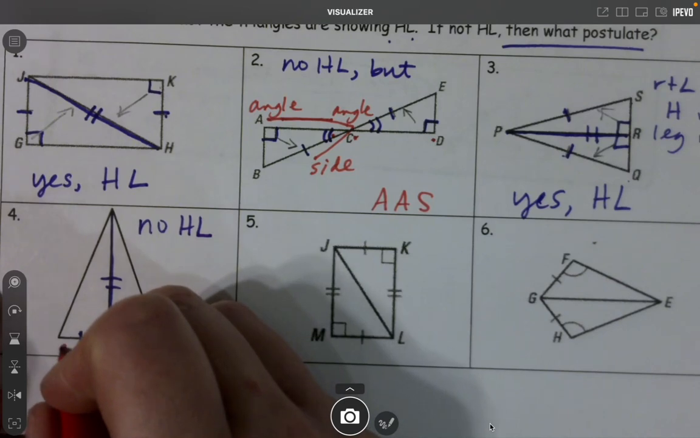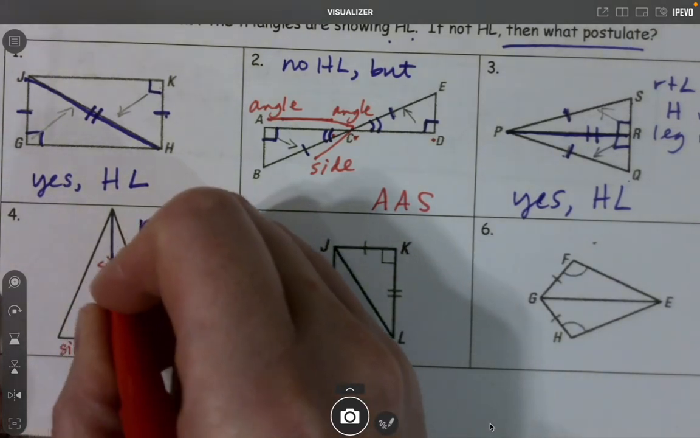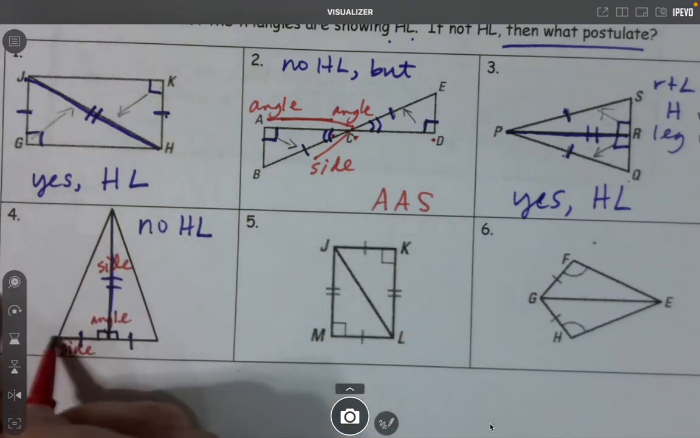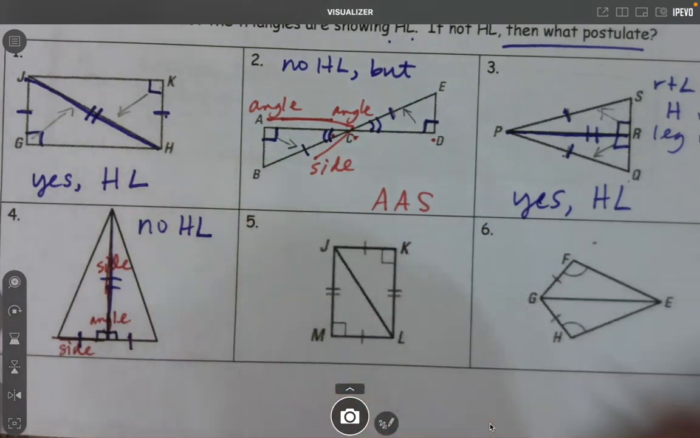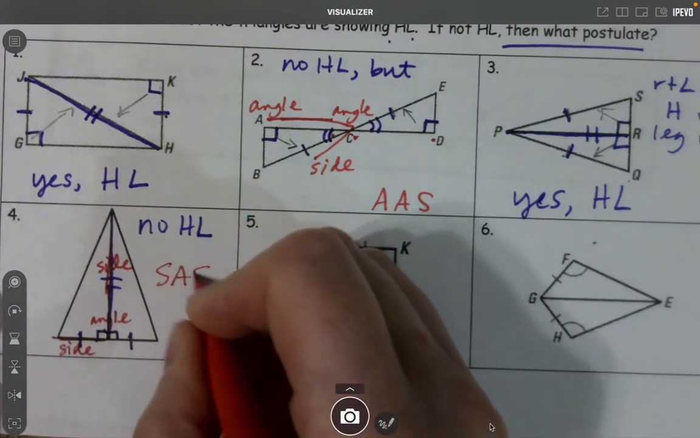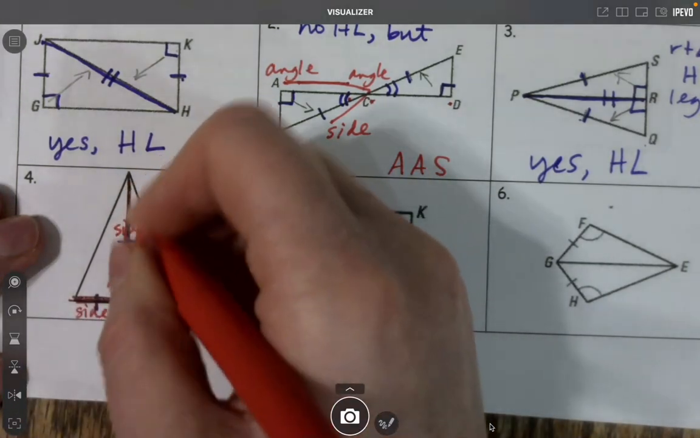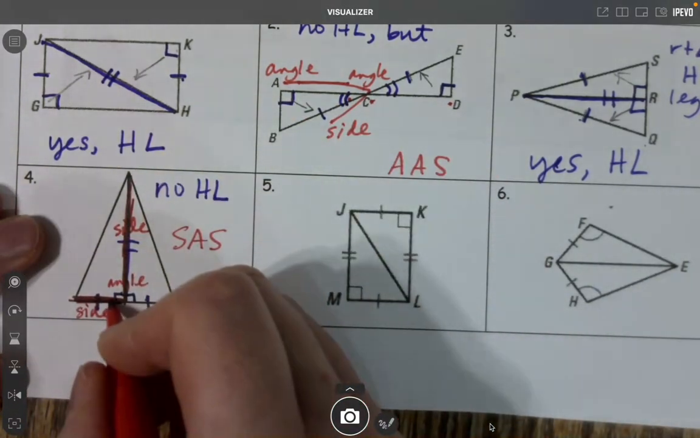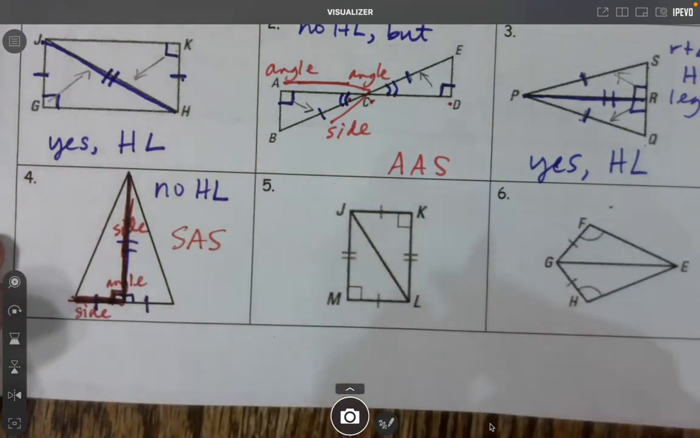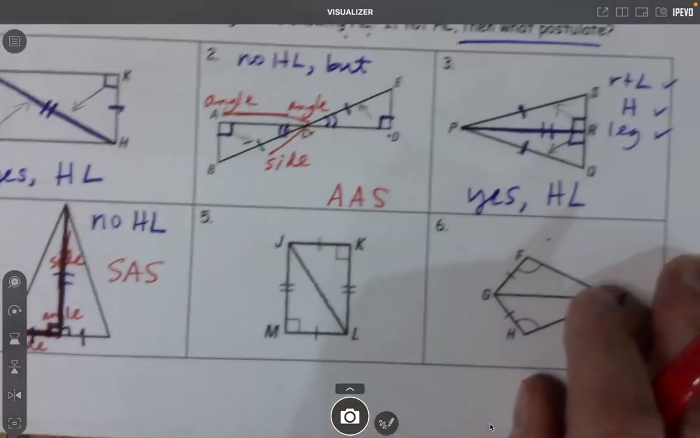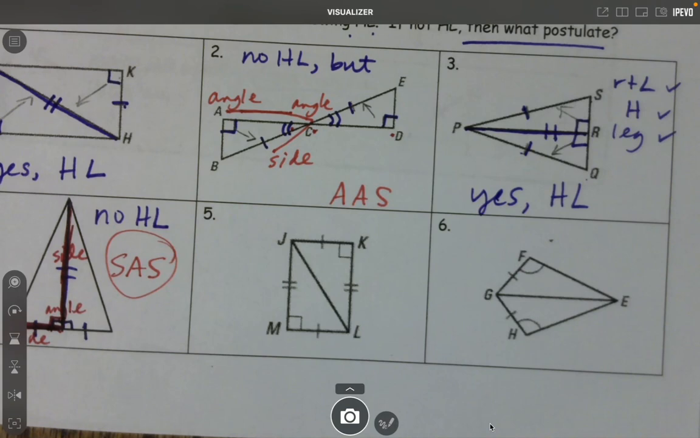We have a side here, and then we have an angle, and then we have another side. So we have a side and a side and an angle between. So that's going to be side, angle, side. So hopefully you can see that on this triangle. Here's one side, here's the other side that's congruent, and between them would be that angle. So it's two sides, and the included angle is what we call it. All right, so side, angle, side on this one. Let's check out the next one.